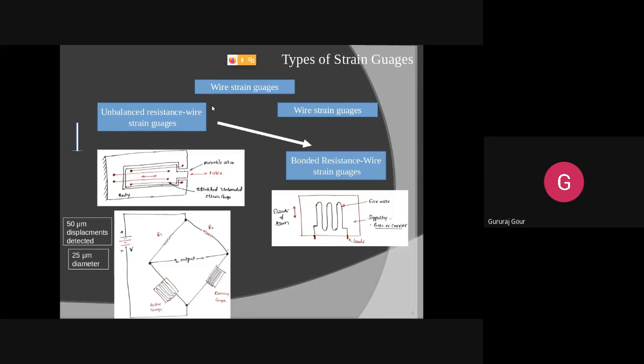Under wire strain gauges, the first category is the unbalanced resistance wire strain gauge, and under this again there are subcategories like bonded resistance wire strain gauges and unbonded ones. So here you can see the unbonded strain gauge.